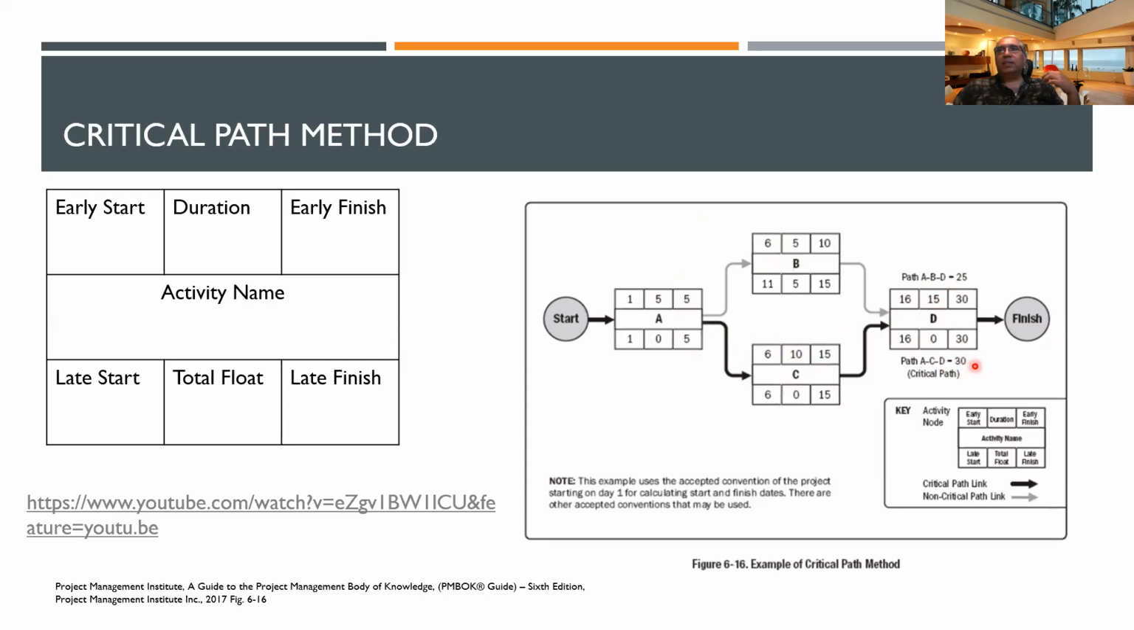So the 30 means that this is the longest path. You see there are 2 paths. This is 25 days, and this is 30 days. The path which is the longest is the critical path. And it tells us that this is the minimum time that our project will take. The 30 days is the minimum time our project will finish. That is our critical path.